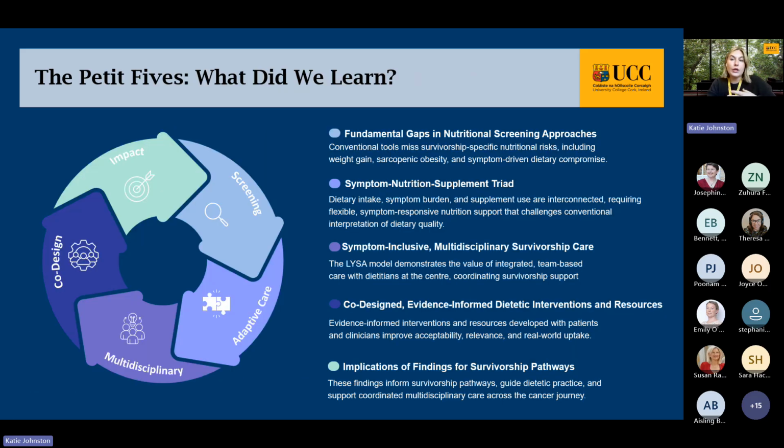So what did we really learn and what do we need to bring forward? Well, what we learned was that there are fundamental gaps in these nutritional screening approaches. Conventional tools miss these survivorship-specific nutritional risks, and that includes weight gain, sarcopenic obesity, and symptom-driven dietary compromise. We know that dietary intake, symptom burden, and supplement use are all interconnected. They're not independent phenomena. So this really requires us to be flexible, and have a symptom-responsive approach to nutrition support that really does challenge conventional interpretation of dietary quality.